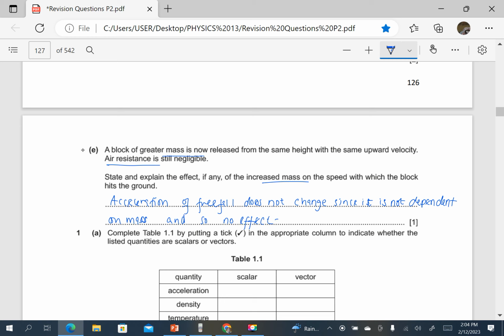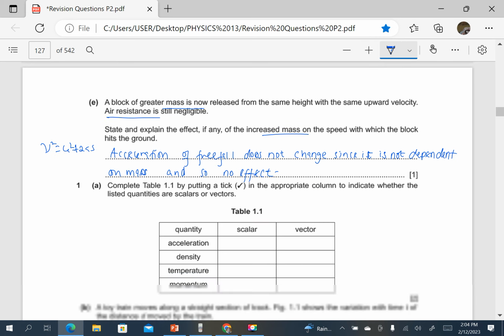Because the acceleration is not dependent on mass, it does not change even if we change the mass. Therefore, there will be no effect, because when you look at the formula, you see that v squared is equal to u squared plus 2as. Mass does not come into play even if we change the mass. The acceleration of free fall remains the same.